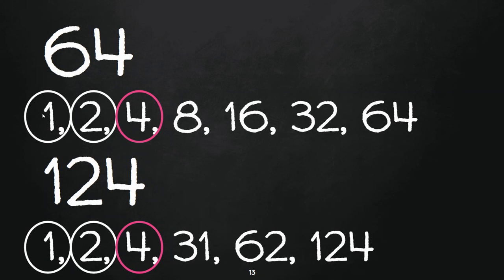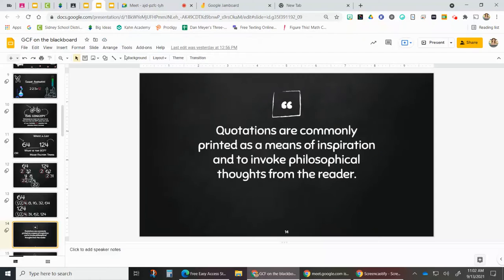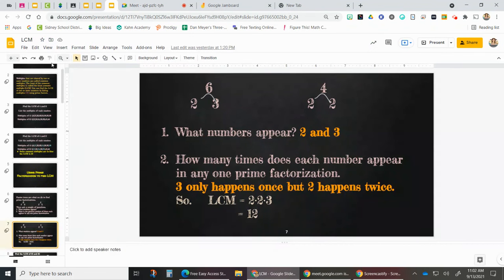Here's the list version. Here are all the factors of 64. Here are all the factors of 124. And the very biggest one that they have in common is the greatest common factor. Okay, and we worked on that in class almost all week last week.